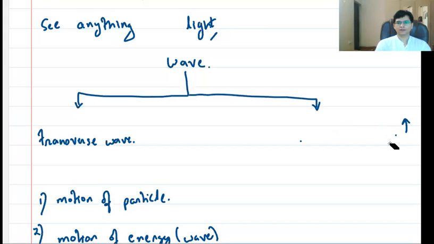Now, what do you think? What is required for this? Because if something is moving up and down, there should be some boundary. Yes or no? There should be some boundary. Agree, everyone?